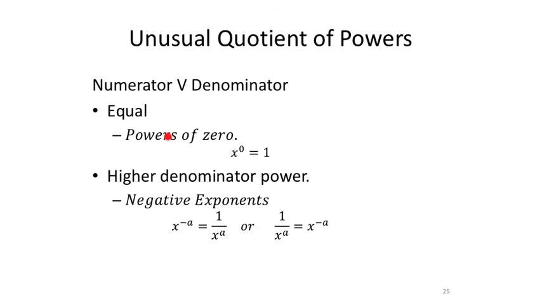So that's what we see there. Powers of 0: if you see an exponent that's 0 for a base, that is going to be a 1, automatic, okay? Well, what if the denominator has a bigger power than the numerator?